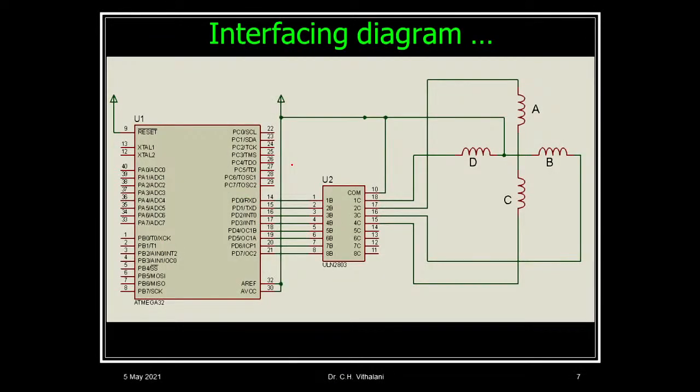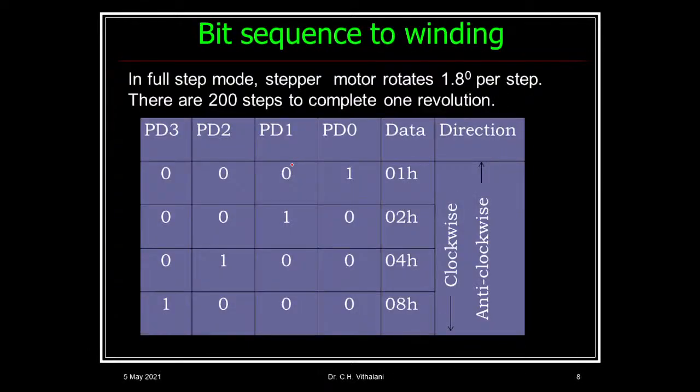And this was the interfacing diagram. If you don't want to use the discrete transistors, then you can use a chip like ULN2803, which already has Darlington pair transistors inside it, which you can also use. This is the bit sequence for a full step mode.